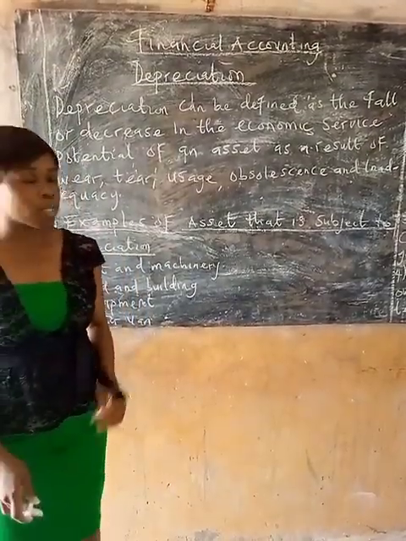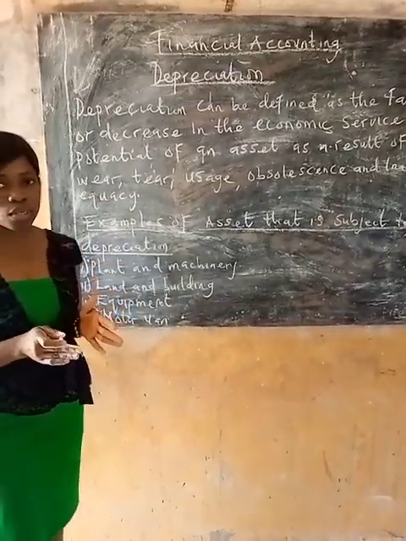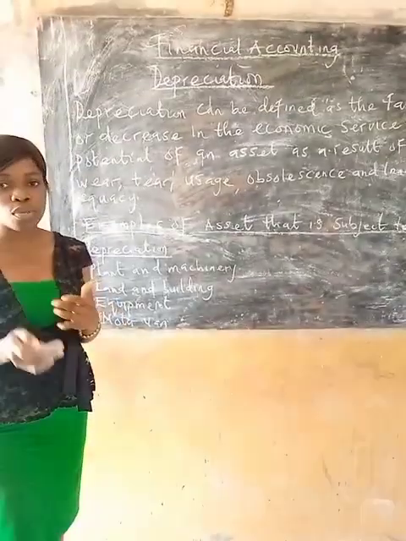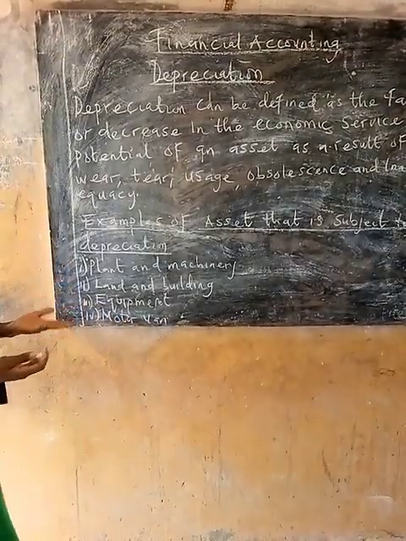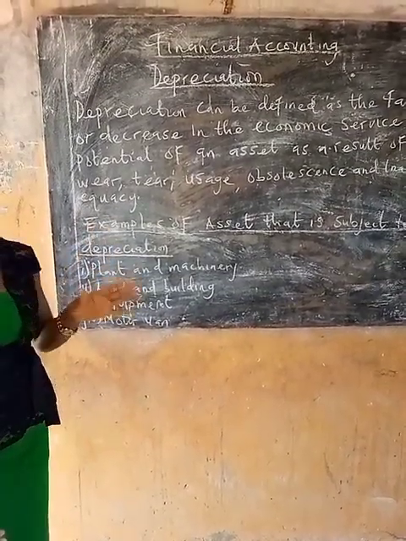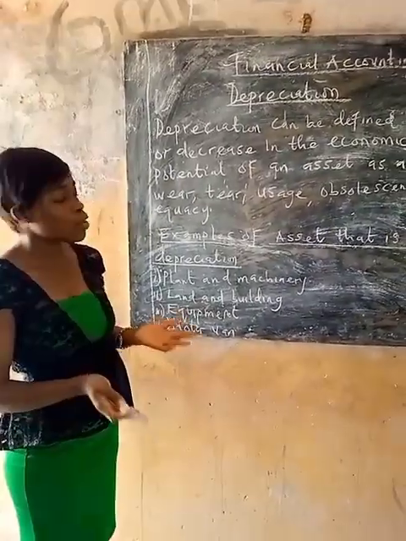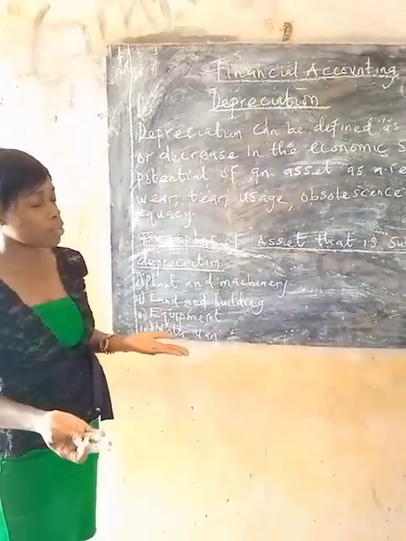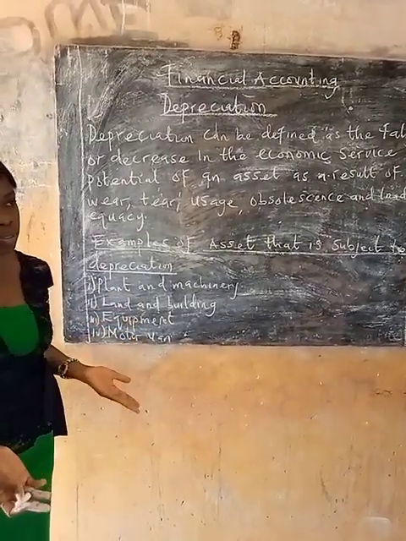Today we are going to be looking at depreciation. Depreciation is one of the topics in accounting. So what is the term depreciation? Depreciation can be defined as the fall in the economic potential of an asset as a result of wear and tear, usage, obsolescence and inadequacy.